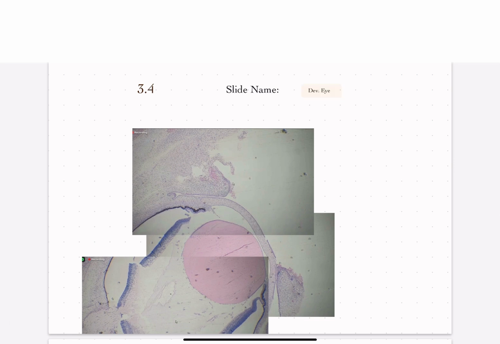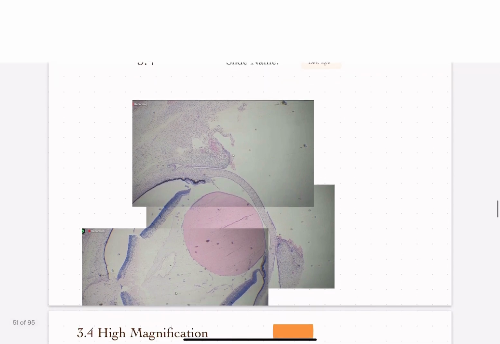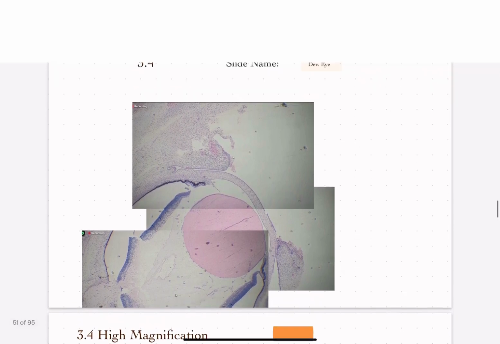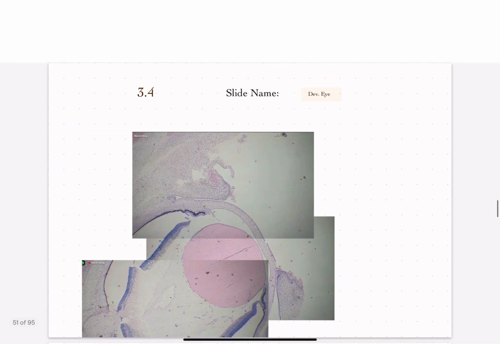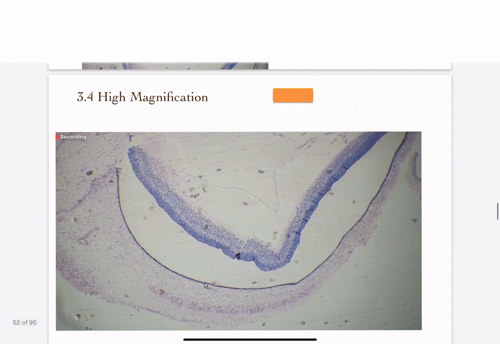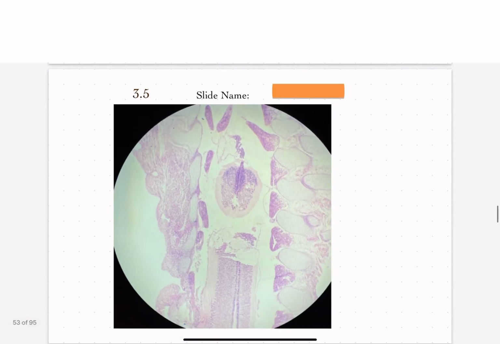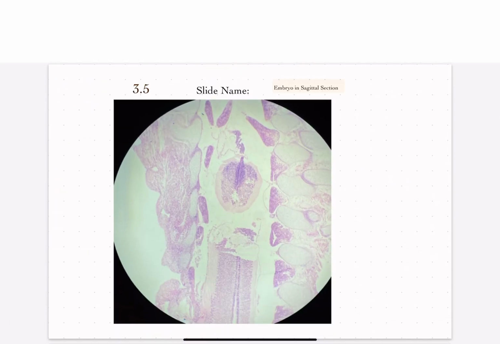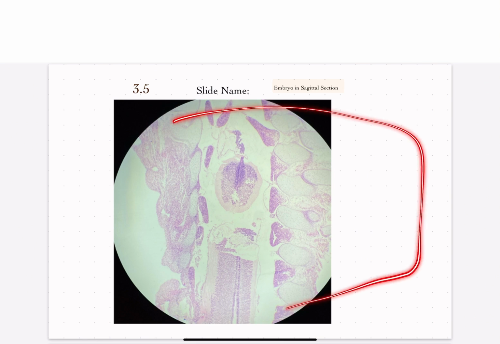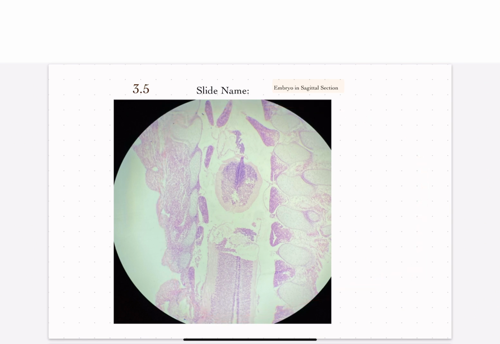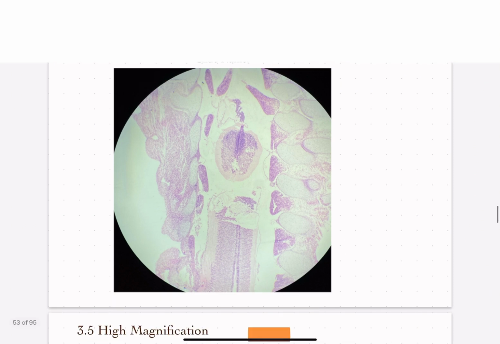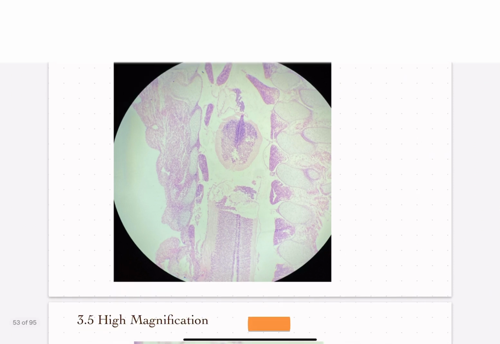3.4, the slide name was the developing eye because we couldn't really see any other brain development or head development structures here. So it would be easy to just write in the developing eye. For the structure, it was the vitreous body. 3.5 is the embryo in sagittal section. Since we couldn't really see other parts of the embryo, it's enough to just write maybe the developing vertebral column of embryo in sagittal section. Again, we couldn't really see any other structures, so that would be fine as well.